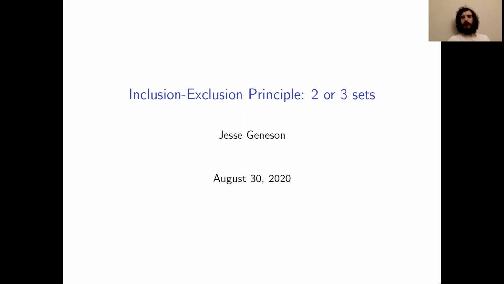In this video, we're going to start talking about the inclusion-exclusion principle. In particular, we'll prove this principle for the case of 2 sets and the case of 3 sets. Later on, we'll prove the principle in full generality for any number of sets. In this video, we'll also apply the principle to a few example problems, including some probability problems.